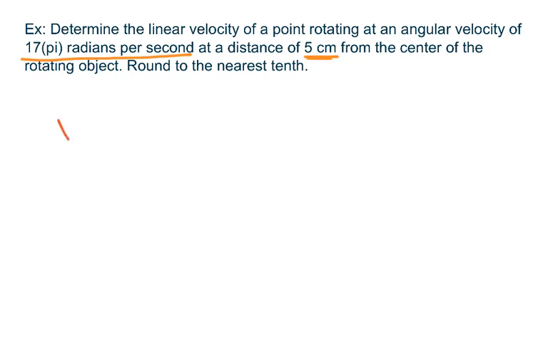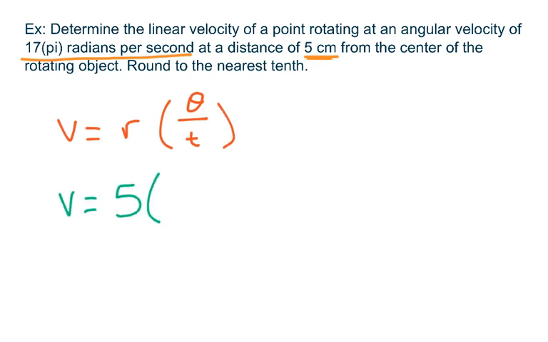So velocity is equal to our radius times our angular velocity, which is theta over time. So let's fill this in. Our velocity is equal to, our radius is 5. Our angular velocity is 17 pi radians per second, so we're going to have 17 pi radians per 1 second. Now, if it's over 1, we don't really need to put over 1, but that's not always a bad thing, just to make sure we have everything filled in.